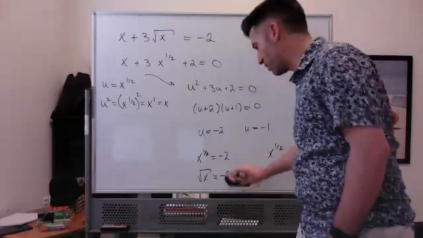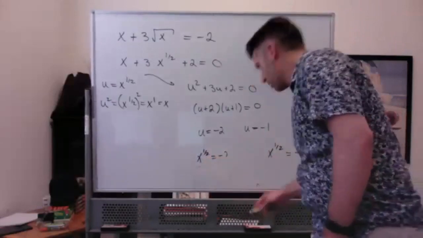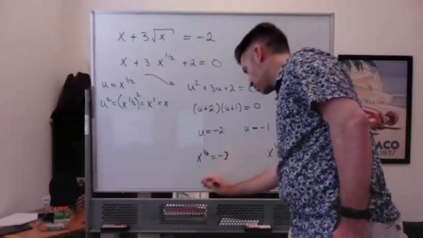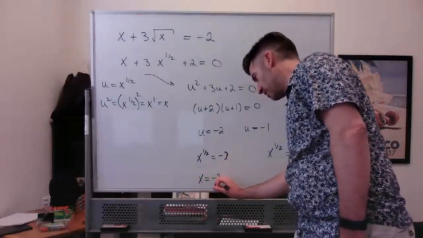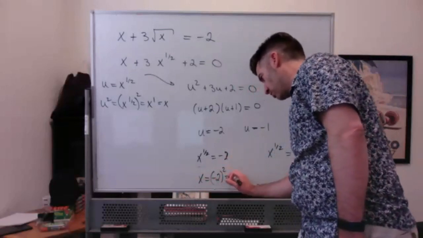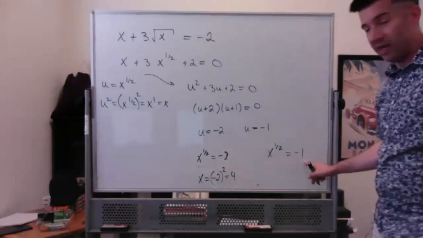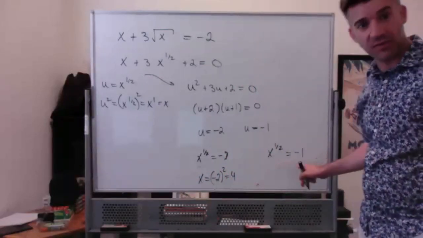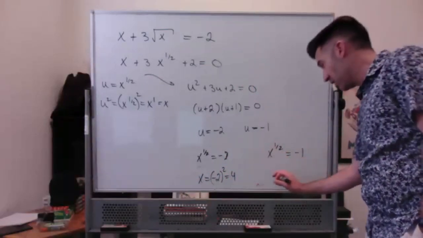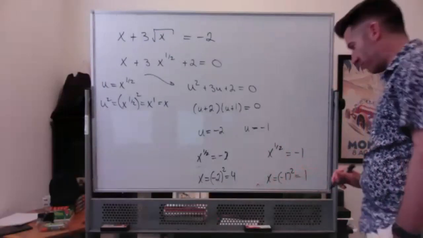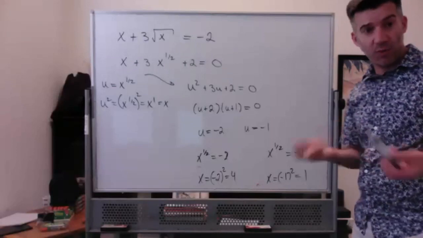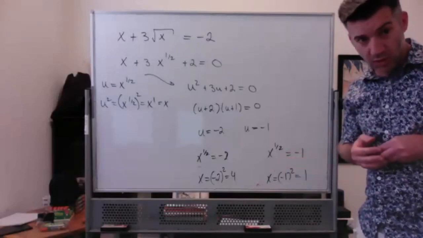Let's just say we square both sides because we wanted it to work. So we have x to the 1/2 squared is going to be x equals -2 squared, which is 4. And the same idea here. Even though really you can't have the square root of x equal to -1, if we weren't paying attention, we would get x equal to -1 squared, which is +1. But now I want to point out this isn't a solution.